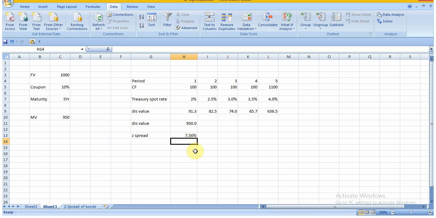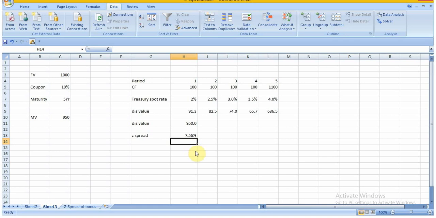Now, what is the application of this concept? Z spread is a measure of credit risk of a bond. The higher the Z spread, the riskier the bond. And in fixed income analysis, usually we compare the Z spread of similar industry bonds to see if there is any value in investing in that particular bond or not.